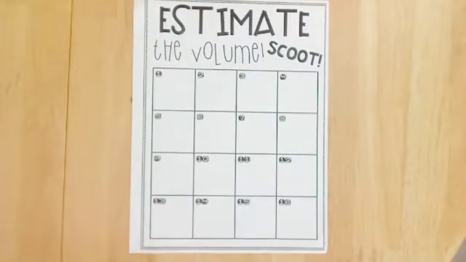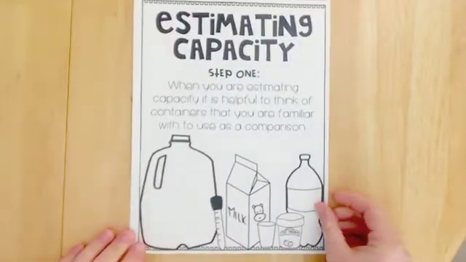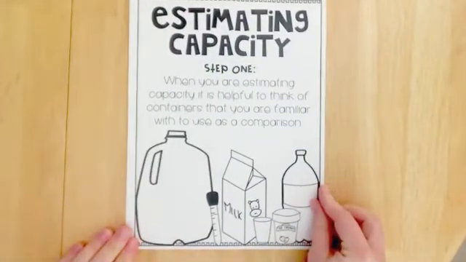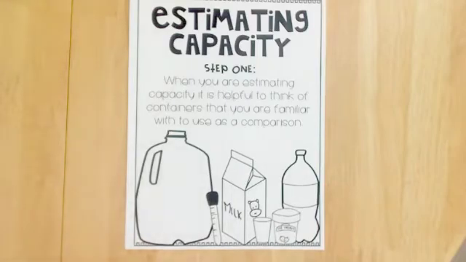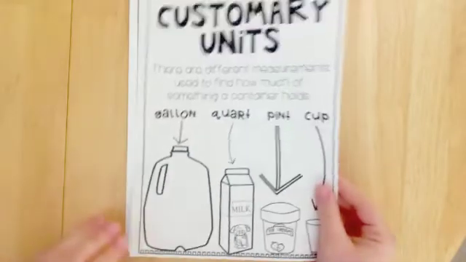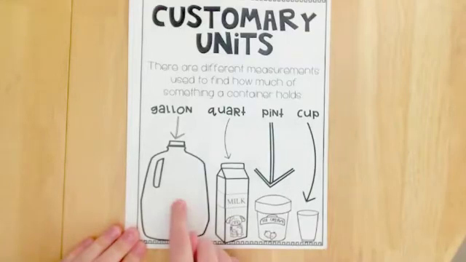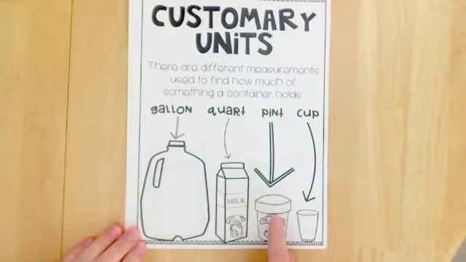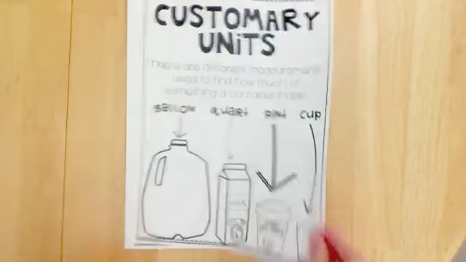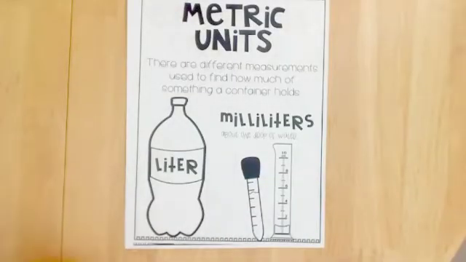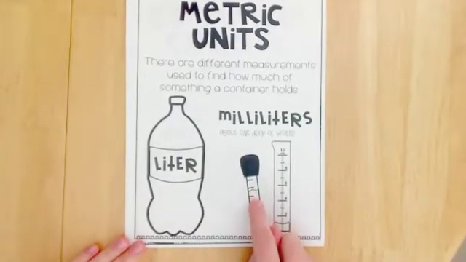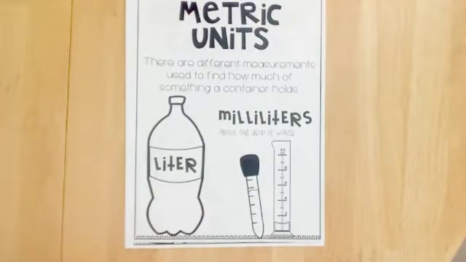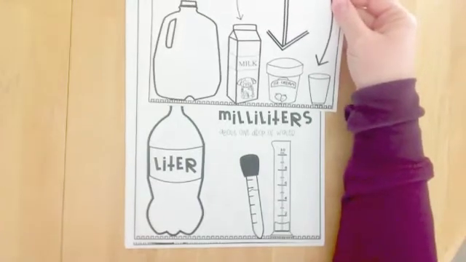And estimating, as you know, means you are taking a guess. So step one, when you're estimating capacity, it's helpful to think of the containers that you are familiar with. So here are the containers we've been using. We've been using a gallon, a quart, a pint, a cup. We've also been using the metric system, and we've used a liter and a milliliter, which is that little dropper. So those are all of the familiar ways we have measured this week.